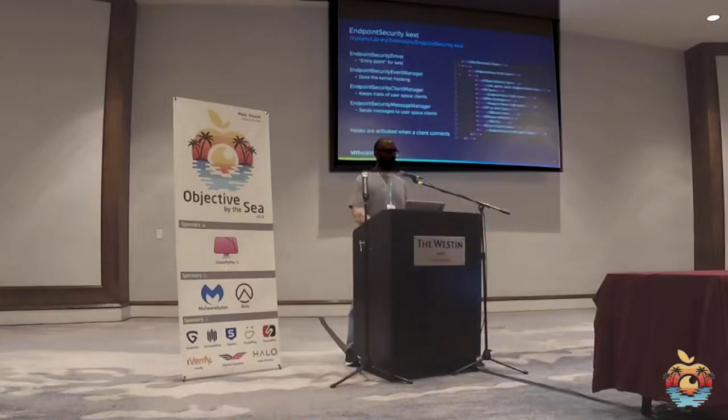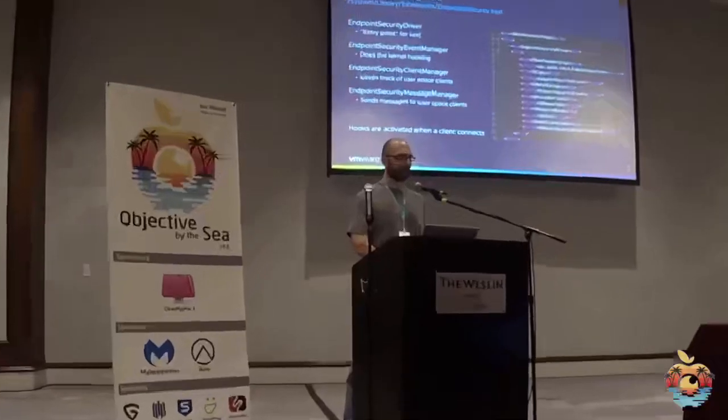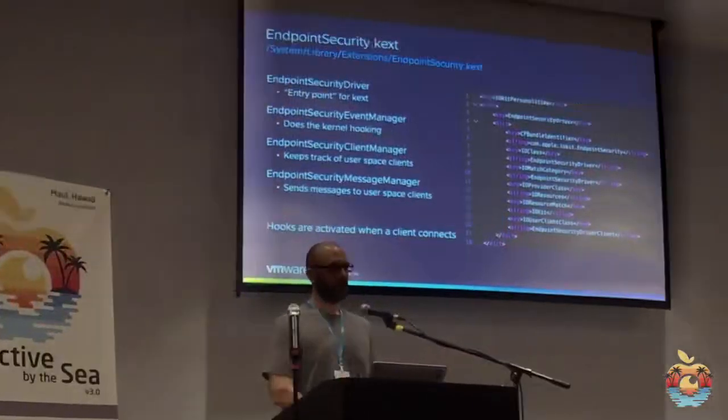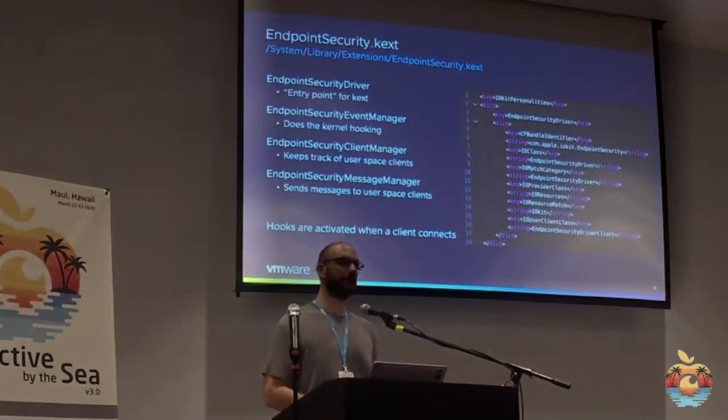So, the endpoint security kernel extension: you can find it in System/Library/Extensions. If you've never looked at a kernel extension, it is just another bundle, just like an app bundle. So you can open it up and inspect it. It has an Info.plist, and there's a snippet here of just some of the stuff in the Info.plist.